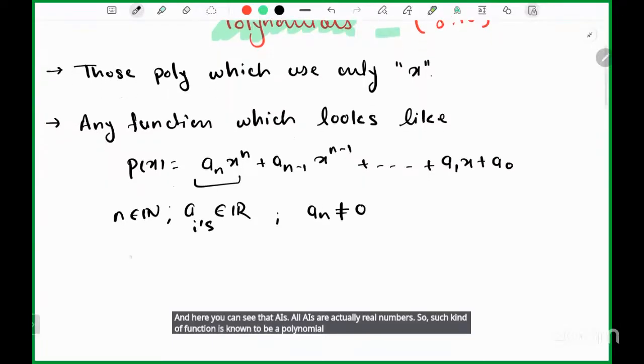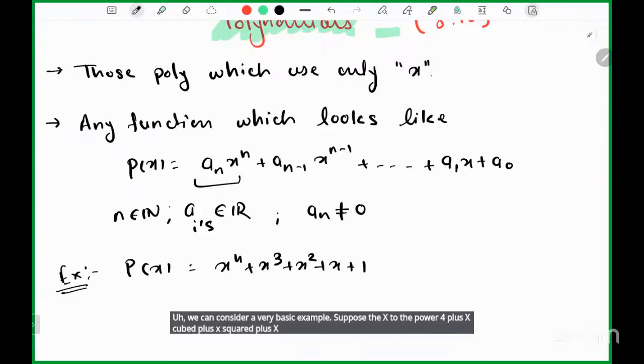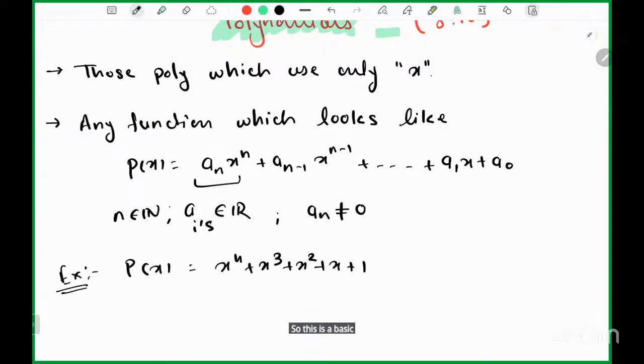For example, we can consider a very basic example. Suppose x to the power 4 plus x cube plus x square plus x plus 1. So this is a basic example of a polynomial.